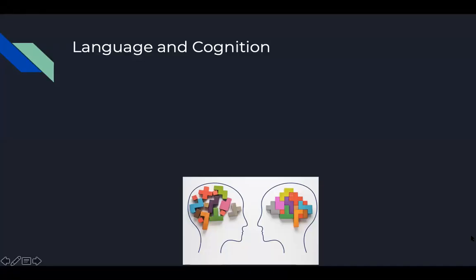We ended our lecture on Friday talking about the Sapir-Whorf hypothesis. And this was reflecting one of the sides in the debate about how language and cognition are related. And so now we're going to talk about the other side that takes the view that language and cognition are actually separate from one another.